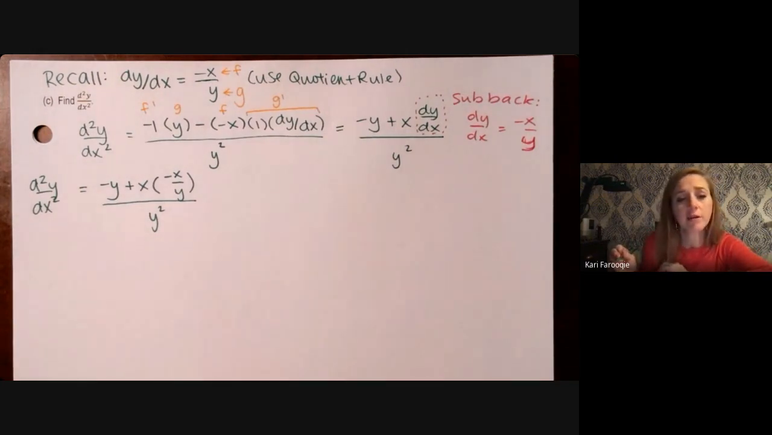Now, if you think we're not done yet, you're right. We're not done yet because I can't leave my answer like this. We can't leave our answer with complex fractions. It's just messy, and it's bad simplification. It's not simplified. We're going to have to simplify this.